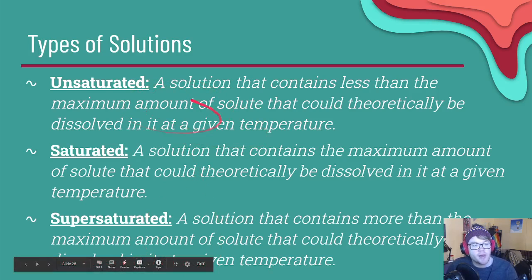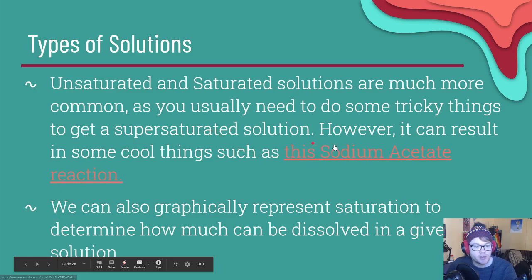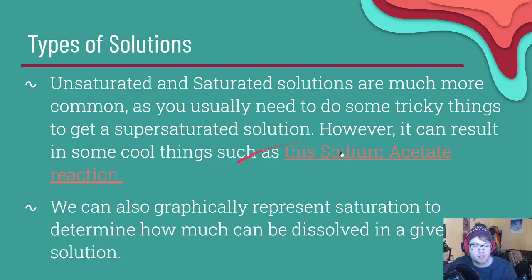So if you have below the maximum, that's unsaturated. If you have at the maximum, that's saturated. And if you have above the maximum, that is supersaturated. Now, these are a lot more common than you may think. Usually you need to do some tricky things to get a supersaturated solution, but it can result in some cool things like the sodium acetate reaction.